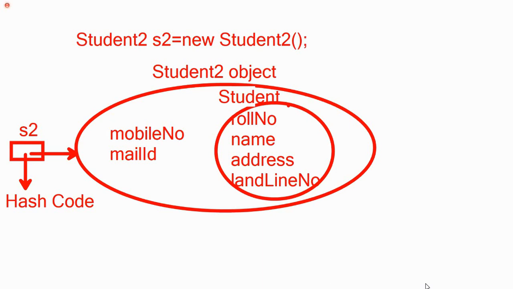Roll number, name, address, landline number, student members. Mobile number, mail ID, student 2 members. Today only theory part. Programming tomorrow.